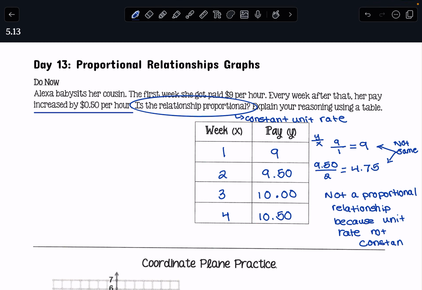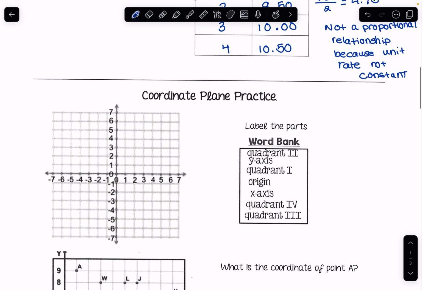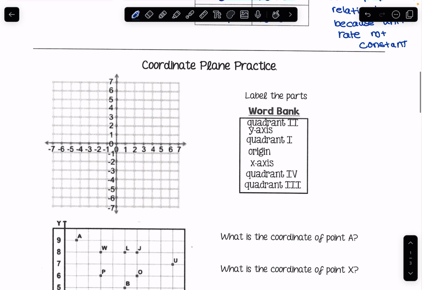This was just a refresher on what it means for a relationship to be proportional. Today you're going to be looking at the graph of a proportional relationship. So before we go into that, let's review how we approach the coordinate plane. So we're labeling all of our pieces. So we have quadrant 1 through 4, and it goes in a counterclockwise direction. The origin is our center at 0, 0. The x-axis goes from left to right, and the y-axis goes up and down.